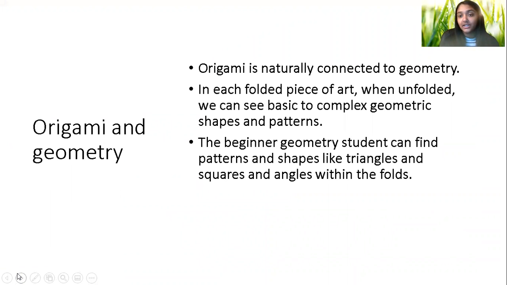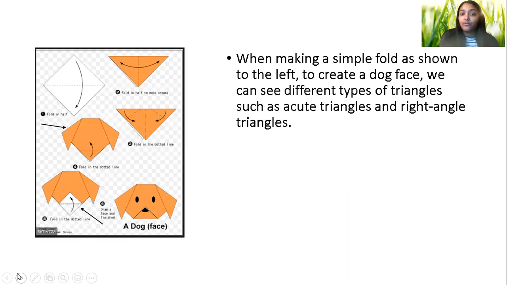Origami is naturally connected to geometry. In each folded piece of art, when unfolded, we can see basic to complex geometric shapes and patterns. For example, when making a simple fold as shown to the left to create a dog face, we can see different types of triangles such as acute triangles here, and right angle triangles here and here.